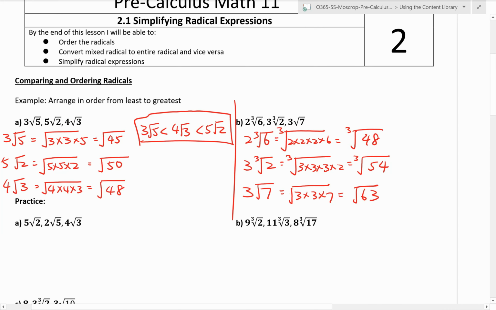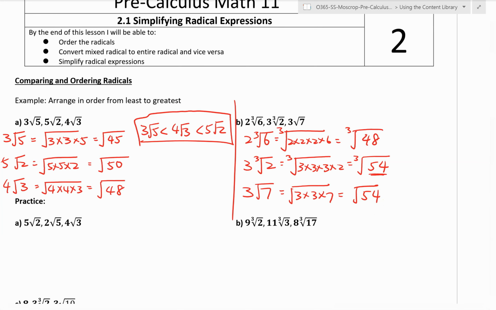Okay, so now I think it's clear. If we compare the first two, cube root of 48 is smaller than cube root of 54. Now, let's think about this. Would cube root of 54 be smaller, or would root 63 be smaller? Well, because it's cube root, and this number is smaller than 63, cube root of 54 will be smaller. I mean, what if this was a 54? Then cube root of 54 would still be smaller, right?